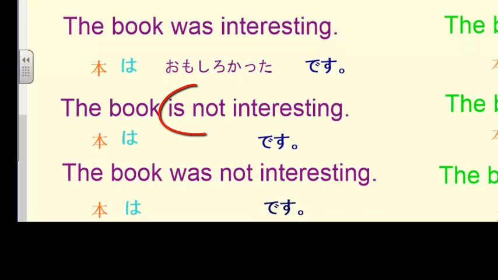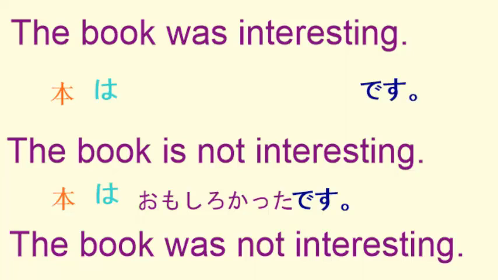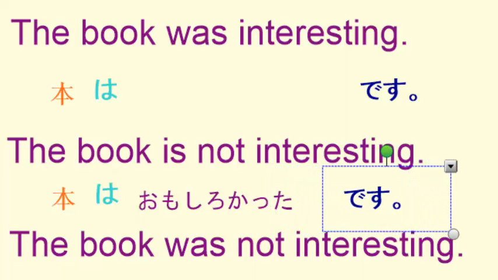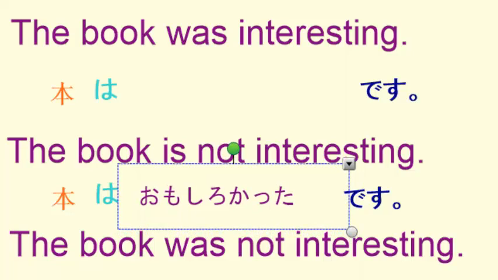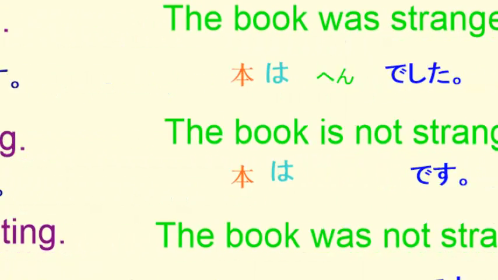Let's now have a look what happens when our sentence or our adjective becomes negative. So the book is not interesting. So it's still present tense, but it's become negative. Now again, when an e adjective changes into the negative, it's not the desu that changes. That stays the same. It's the e adjective itself. And instead of ending in katta, it becomes omoshiro kunai. And again, we finish with desu. Hon wa omoshiro kunai desu. As for the book, not interesting, it is. In other words, the book is not interesting.